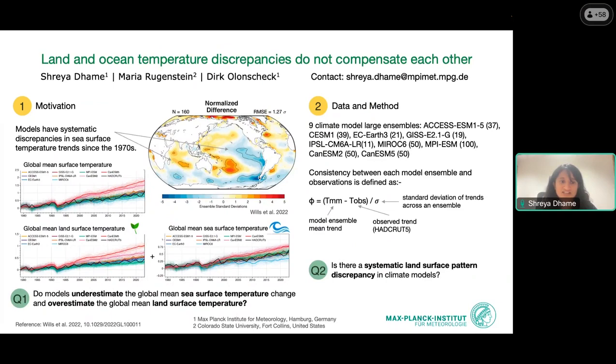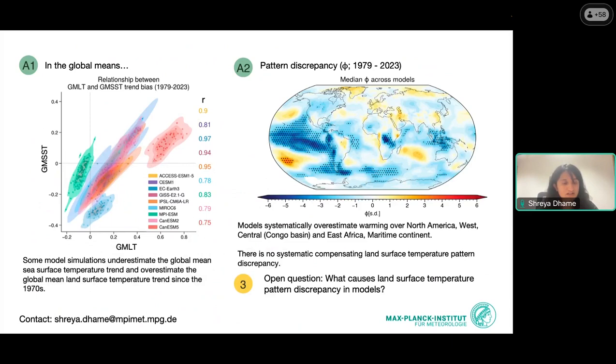The figure on the left shows the correlation between the global mean land temperature trend bias and the global mean SST trend bias. And what we see is, apart from CanESM, which overestimates surface temperature trends everywhere, some models do show an underestimation of the SST trend and overestimation of temperatures over land, but this is not a consistent response across models.